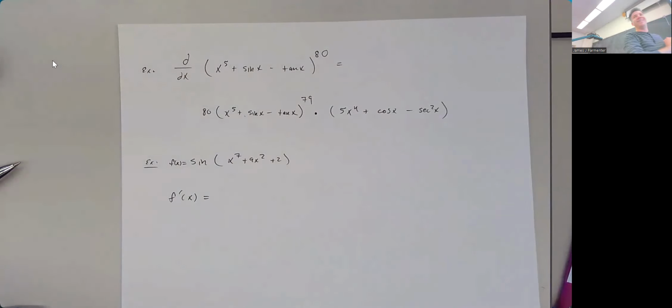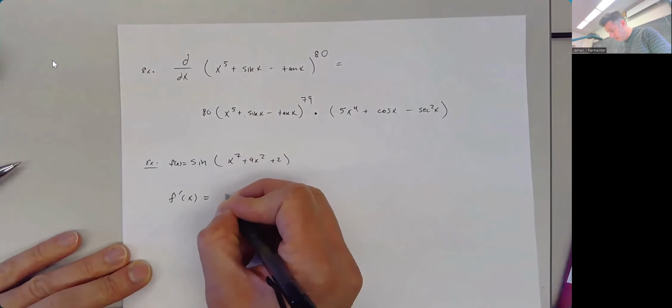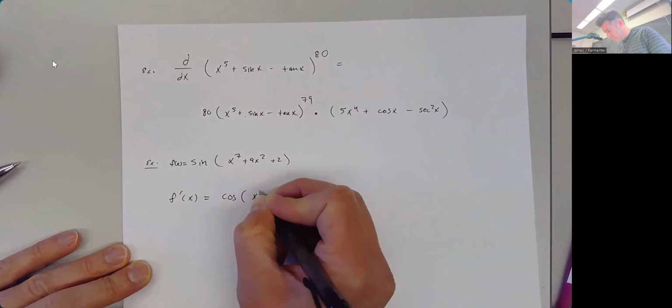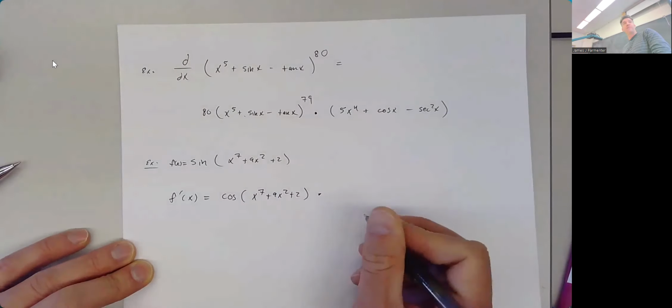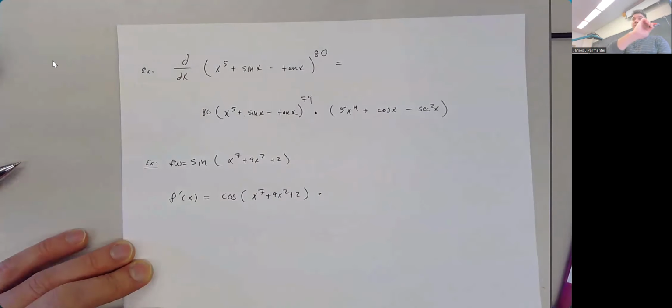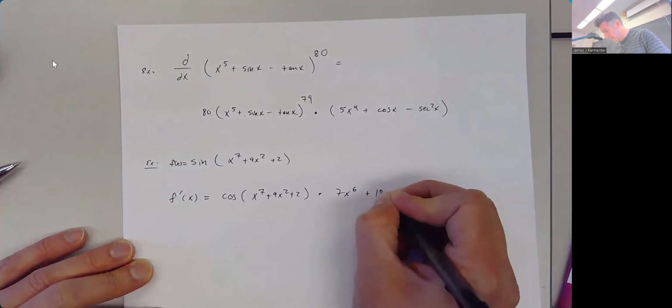Good. Yeah, I like that. People always want to say we multiply by the stuff, and I'm like, no, it's the derivative of the stuff. Or the stuff's derivative is good. So here, the derivative of sine of some stuff is going to be cosine of the same stuff. We leave it alone. But then we multiply by the stuff's derivative, where we're going to use the power rule, which is going to be 7x to the 6th plus 18x.